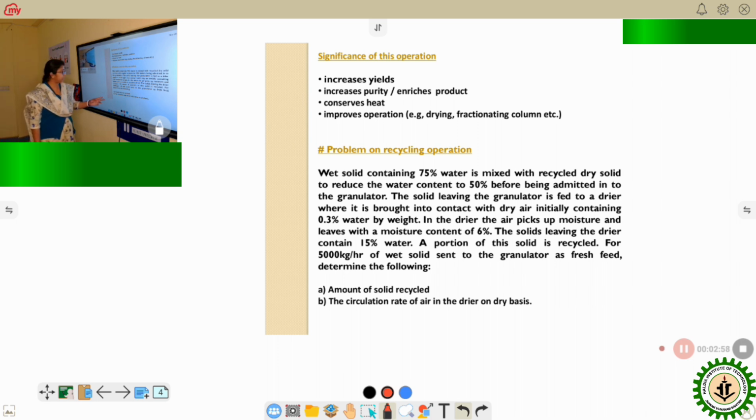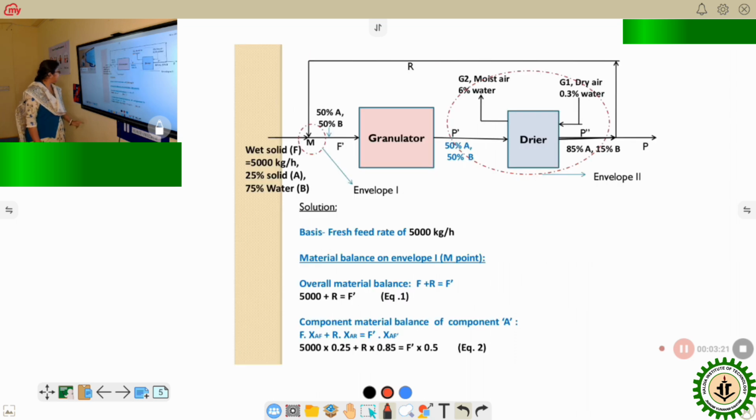Now, these are two questions. The amount of solid recycled has to be determined, and the next question is the circulation rate of air in the dryer on dry basis. Here all the compositions stated in the problem are on wet basis, that is mass basis. Now how is it solved? I am going to the next slide.